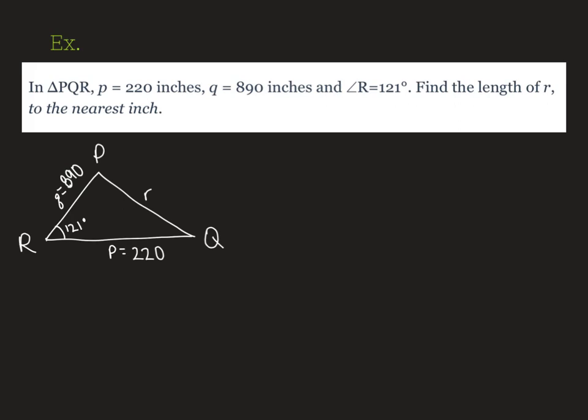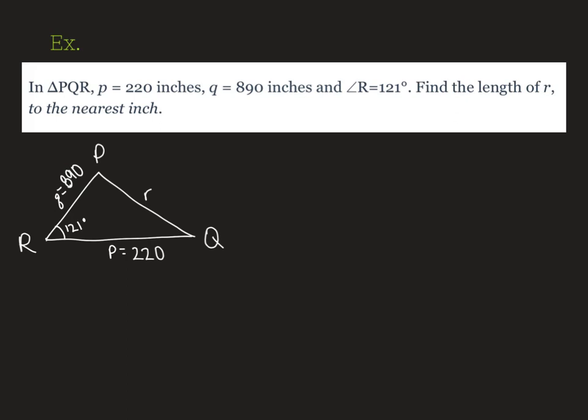Okay, we do want to make sure that we notice that this problem is asking us to round to the nearest inch, so at the end we will be rounding our answer, but not until the very end. All right, so to get this set up correctly, we need to see what angle we actually have. So we have angle R, which is nice because we're also trying to find side R.